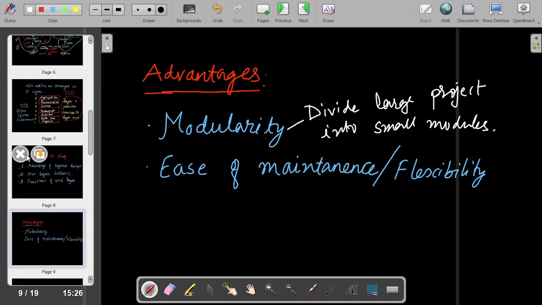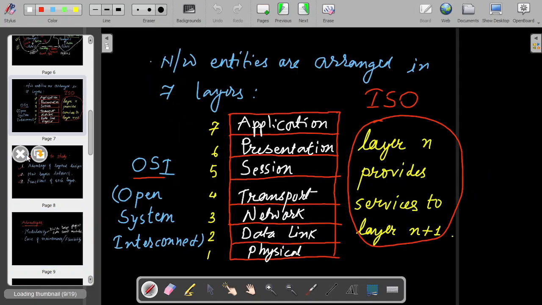From a programming point of view, if your project is designed in a modular way, you can maintain and compile one module without recompiling the remaining modules. Similarly, in this case, these 7 layers are like 7 modules. You can make changes in any one module and the remaining modules are not affected, as long as the given module provides required services to the module above it.